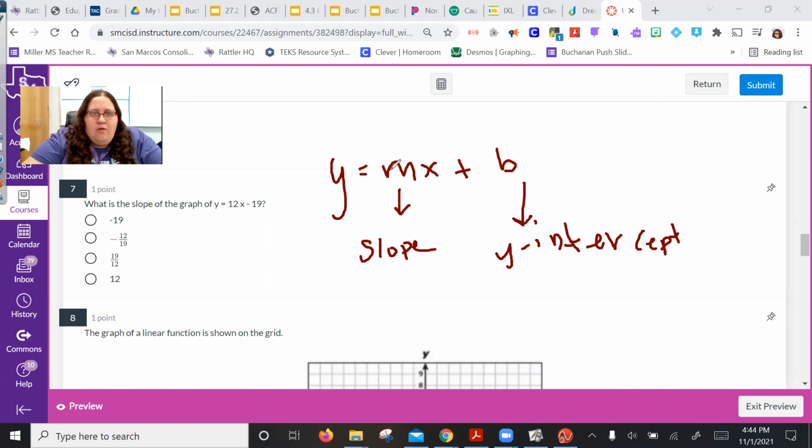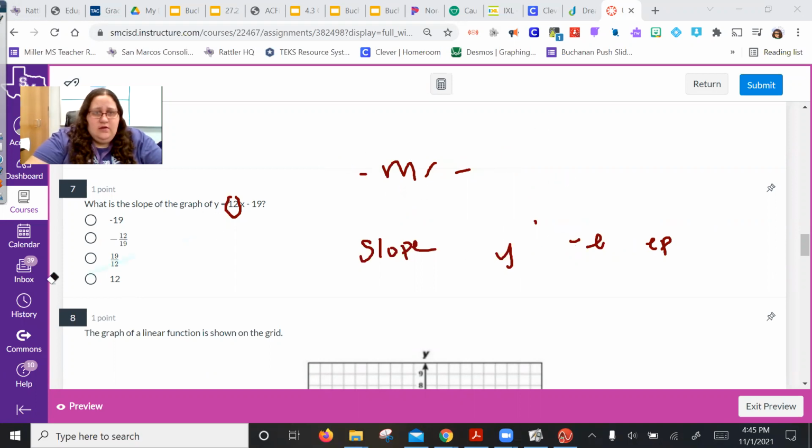M is always next to x. So the number next to x is 12. Like I said, that involves absolutely no work, just identifying where your slope is in slope-intercept form. So that is 12. This formula is on your formula chart. You just have to know that M is always going to be slope. So number 7 is D. Number 12, please make sure you got that entered into your test corrections.